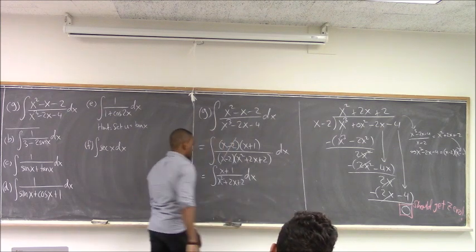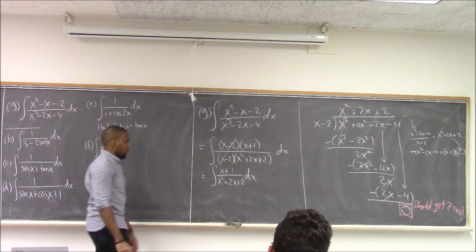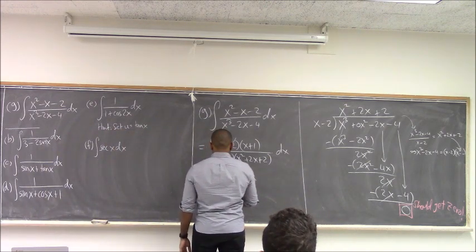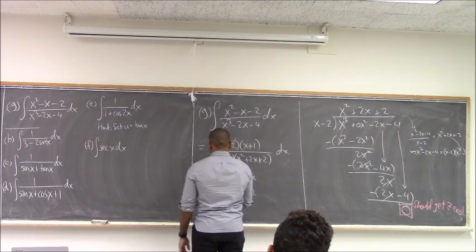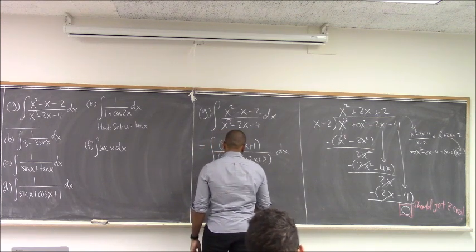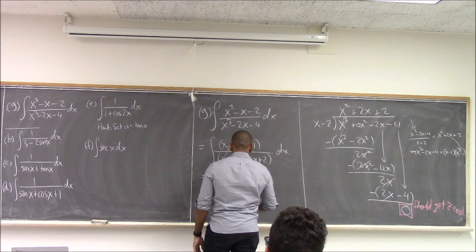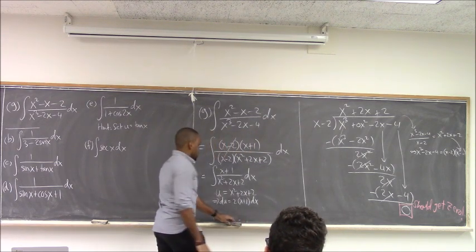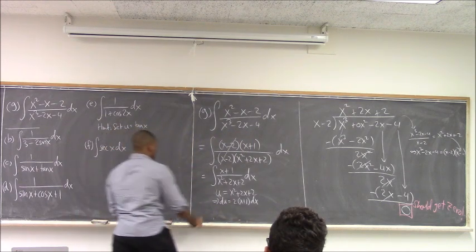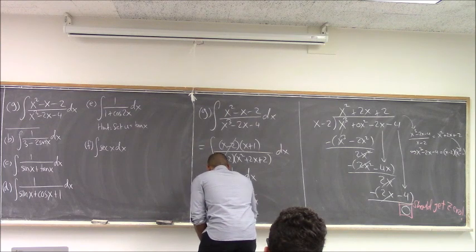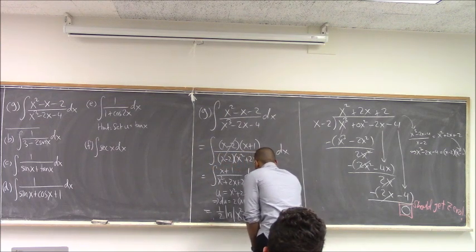And how do you finish that off? Use substitution. If u equals x squared plus 2x plus 2, this means your du is going to be equal to 2 times x plus 1 dx. And so you pretty much end up with 1/2 times 1 over u du. So this integral becomes 1/2 ln of x squared plus 2x plus 2.